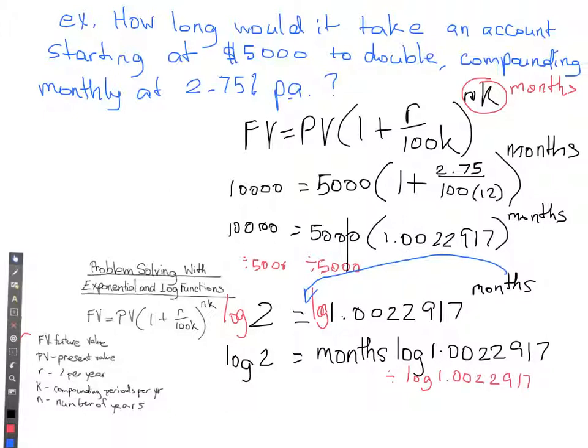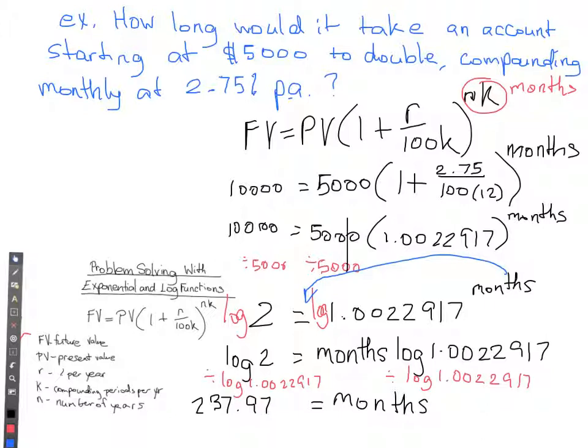We're dividing both sides by the log of 1.0022917. Once we do that, we get that the months is equal to log 2 over log 1.0022917. This should give us approximately 237.97 months. And that's the number of months it will take for $5,000 to double.